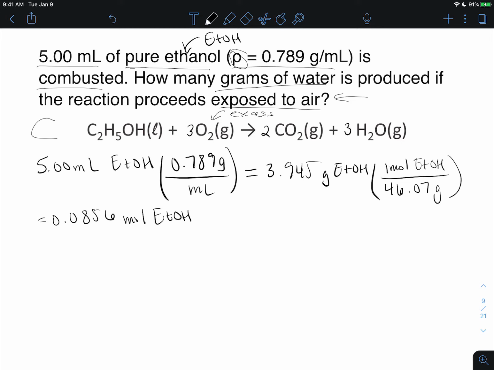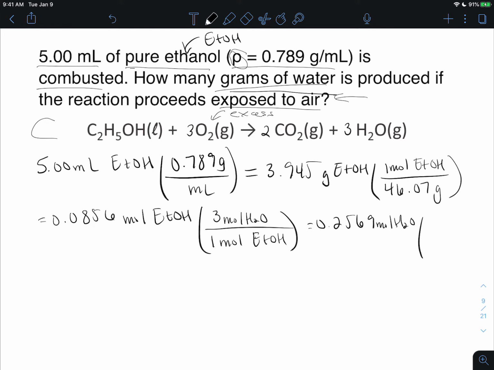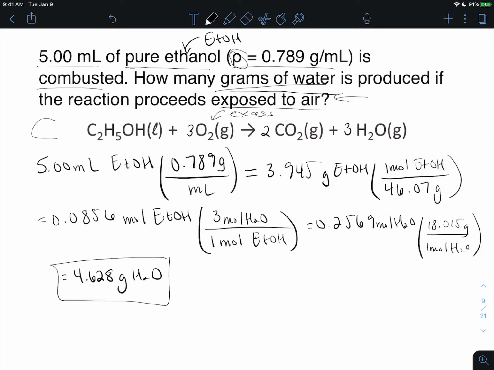Once we have our moles of ethanol, we can go into moles of anything else within the balanced equation. In this case, we want to go to water. So for every 1 mole of ethanol that is combusted, we produce 3 moles of water. So we're going to multiply this by 3, giving us 0.2569 moles of water. And then using our molar mass of water, we can go from moles of water into grams of water. So our molar mass of water is 18.015 grams per 1 mole of water. So we're going to take and multiply this by 18.015, and this gives us a value of 4.628 grams of water, and we have answered the problem.